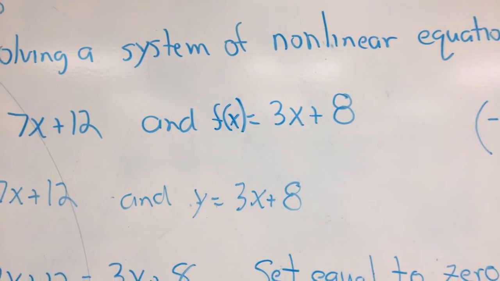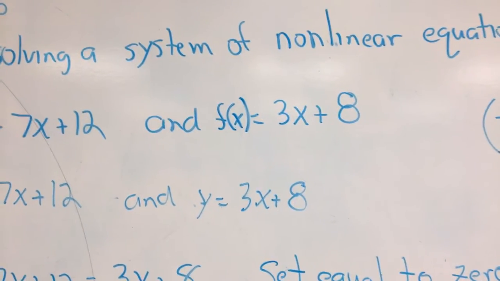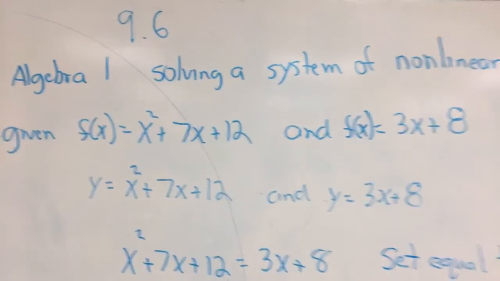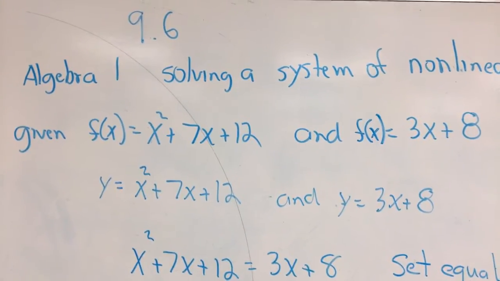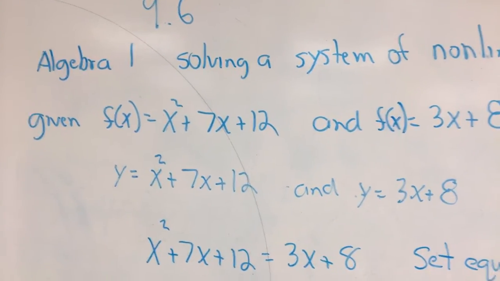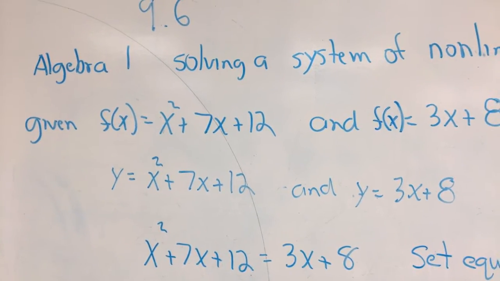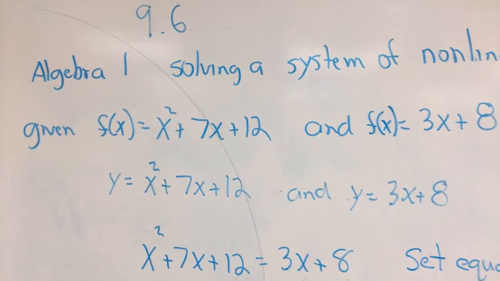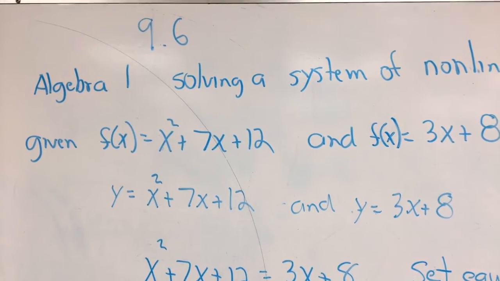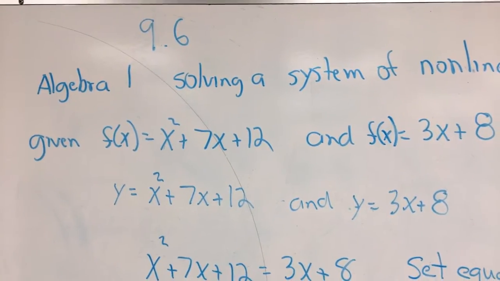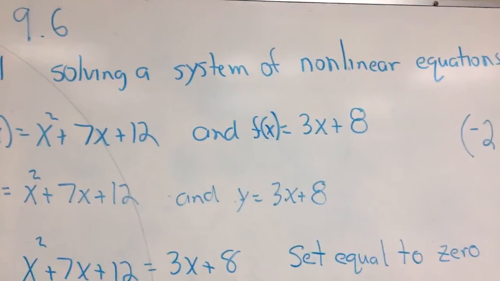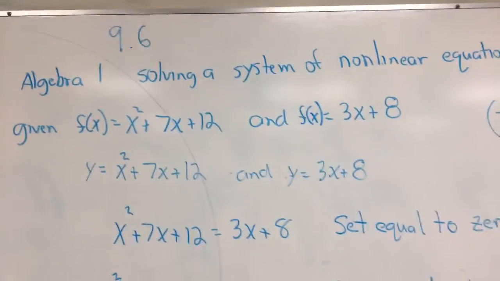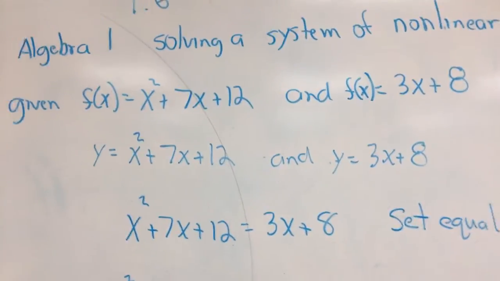I'm going to make the assumption that these two intersect, and we'll see if the math supports that. At a point of intersection, the x and the y value are exactly the same value. So those two y's are exactly the same thing. The same y is equal to x squared plus 7x plus 12, and that same y is equal to 3x plus 8. So I can set them equal to each other, which is exactly what I'm going to do right here.